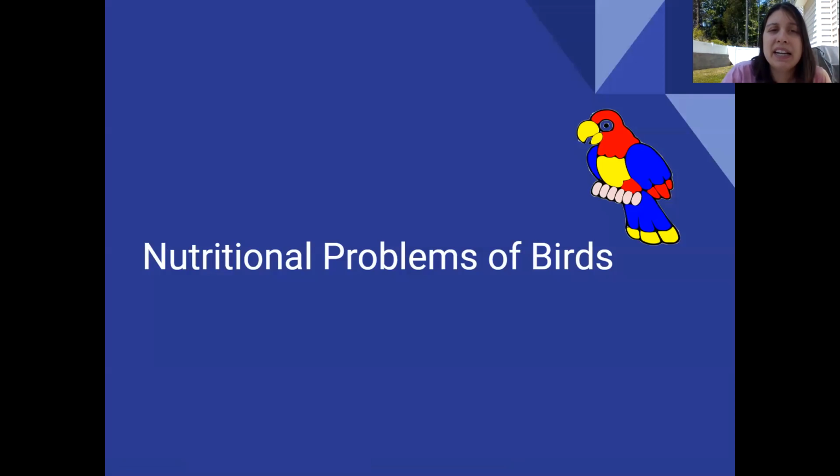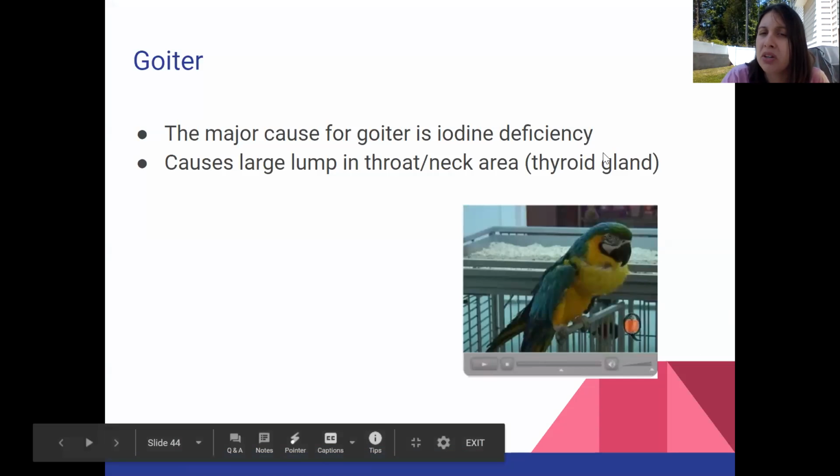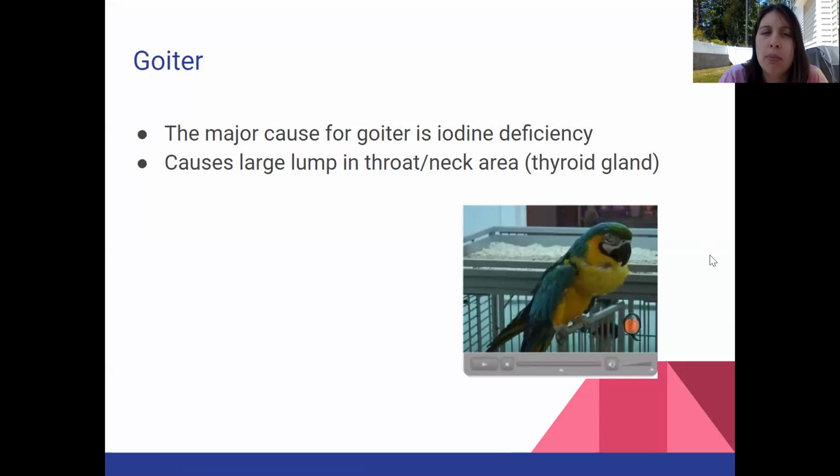Nutritional problems of birds: diet is really, really important for making sure that these birds live a healthy life. One thing that you can see in birds if you're not feeding them properly is goiter. Goiter is a thyroid issue, and it's caused by an iodine deficiency. Your bird isn't getting the proper feed, isn't getting the correct amount of iodine, and it causes their thyroid to swell up. It's uncomfortable for the bird. They're probably not going to die because it's a deficiency, but it's really easy to treat. All you have to do is fix their food and make sure that they're getting enough iodine.